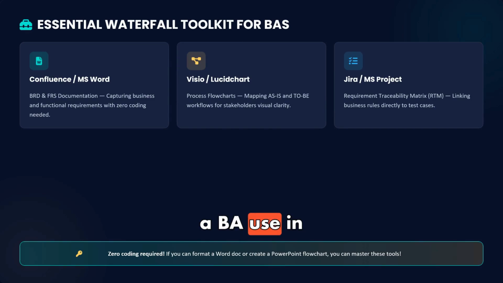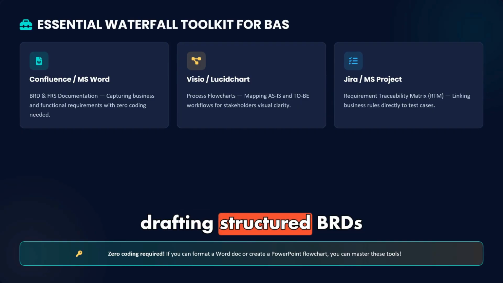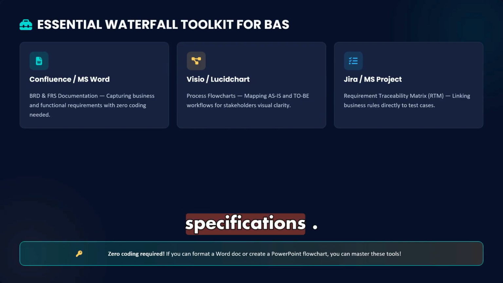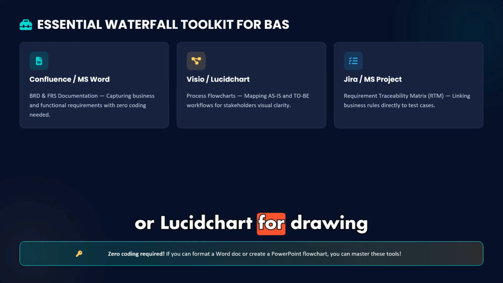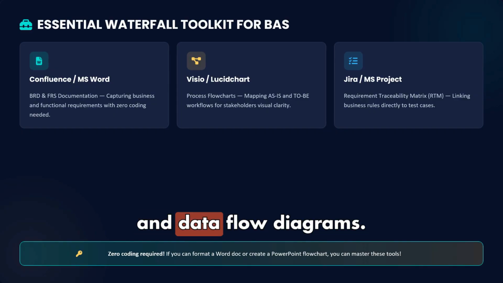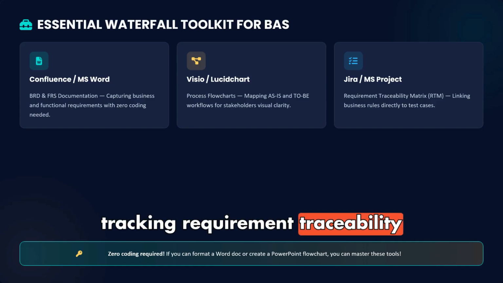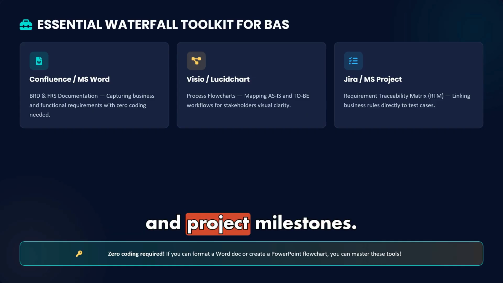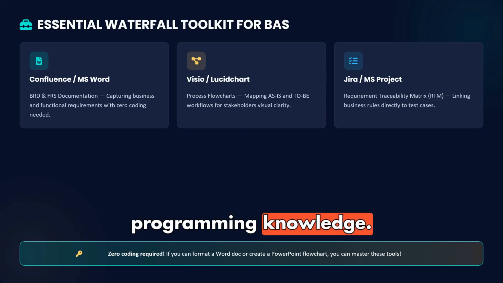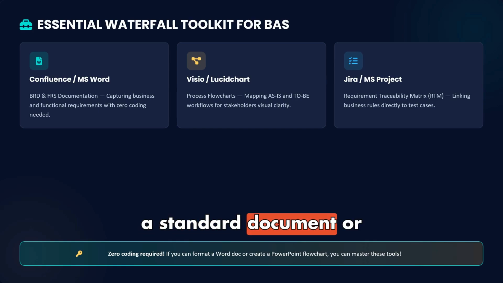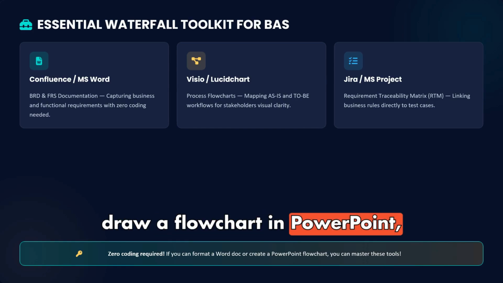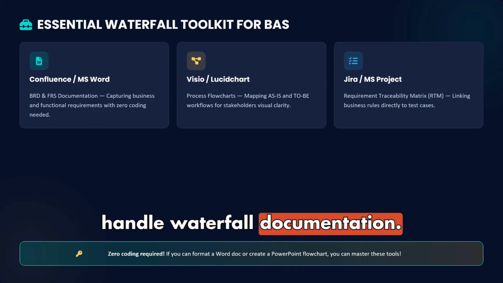What everyday tools does a BA use in a waterfall environment? Confluence or MS Word for drafting structured BRDs and functional requirement specifications, FRS. Microsoft Visio or Lucidchart for drawing formal process flowcharts and data flow diagrams. Jira or MS Project for tracking requirement traceability matrices, RTM, and project milestones. Remember, these tools require zero programming knowledge. If you can format a standard document or draw a flowchart in PowerPoint, you can easily handle waterfall documentation.